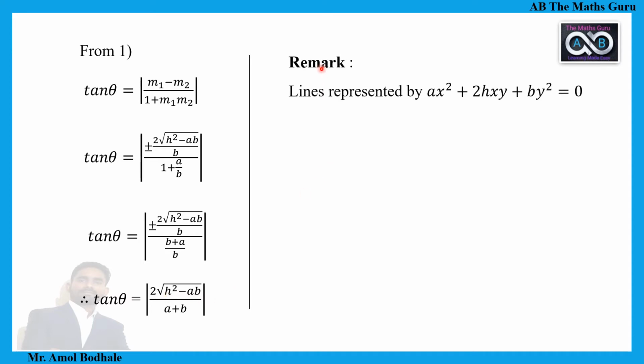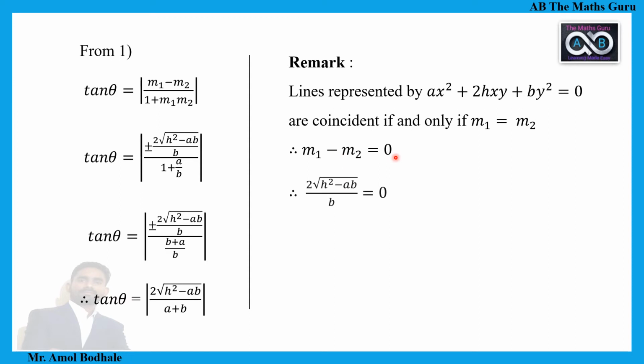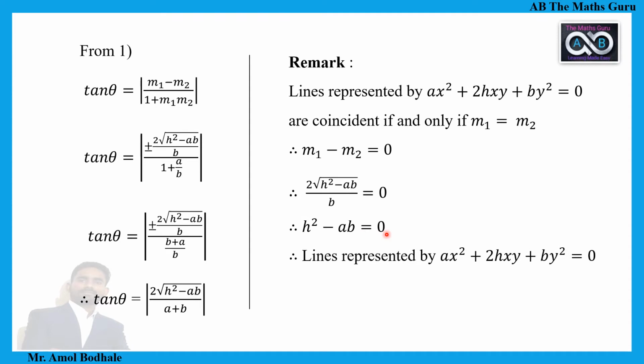Let's see the remark. The lines represented by ax square plus 2hxy plus by square equal to 0 are coincident if and only if m1 is equal to m2, that is m1 minus m2 equal to 0. As we know, m1 minus m2 is 2 square root of h square minus ab upon b. If we simplify this, h square minus ab equal to 0. So we can conclude the lines represented by ax square plus 2hxy plus by square equal to 0 are coincident if and only if h square minus ab equal to 0.